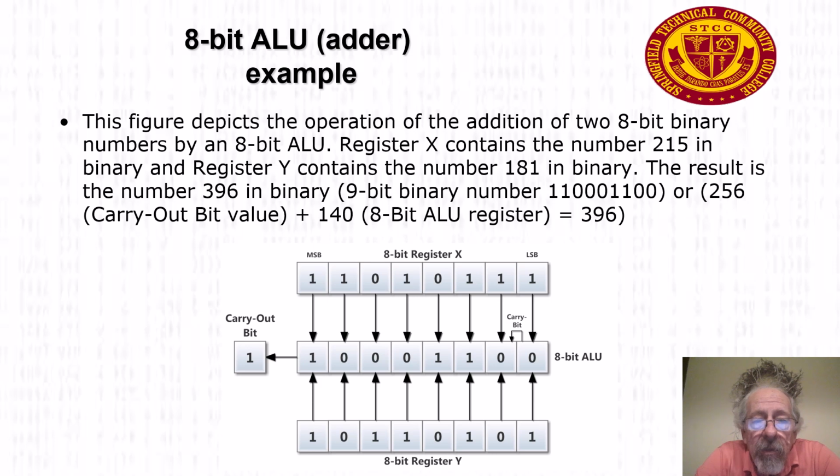So here's an 8-bit ALU adder example. This figure depicts the operation of the addition of 2 8-bit binary numbers by an 8-bit ALU. Register X contains the number 215 in binary, and register Y contains the number 181 in binary. The result is the number 396 in binary. That's a 9-bit binary number, or 256 as the carry-out value, plus 140 in the 8-bit ALU register. You add those together, you get 396.